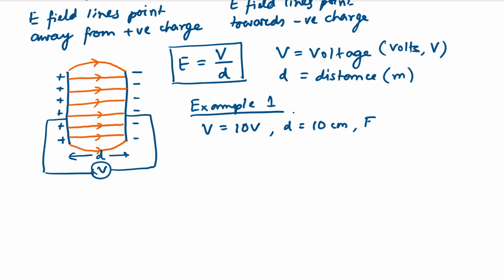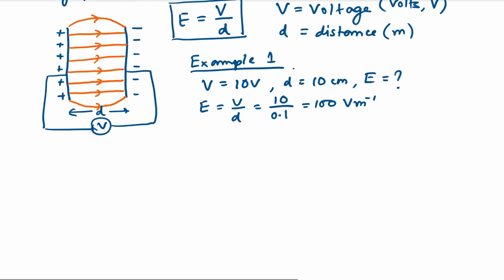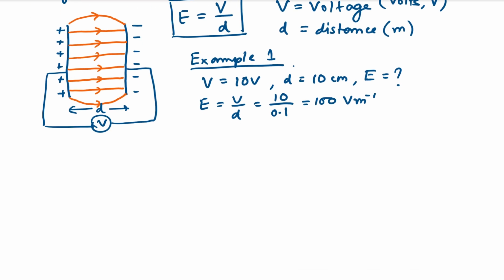Okay? And then we have to work out what is the uniform electric field strength between the plates. So we'll start with the formula, E equals V over D. V is 10 volts, which is fine, but D is in centimeters, so make sure you change it to meters. So divided by 100, that is 0.1 meters. And then if you do the calculation, it's 100 volts per meter. So that's the electric field strength between the two plates. So that's our first example.